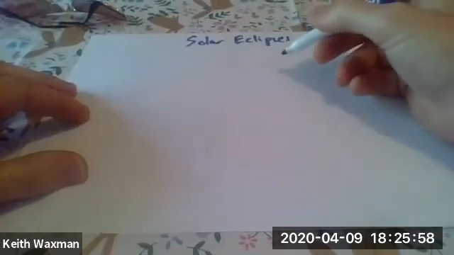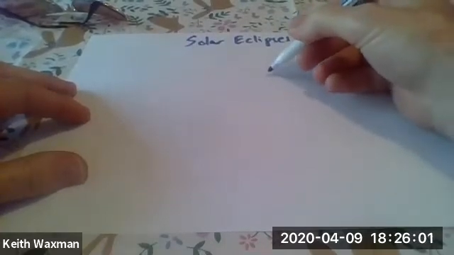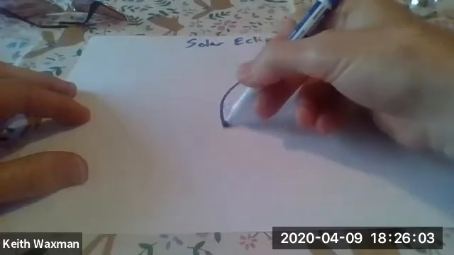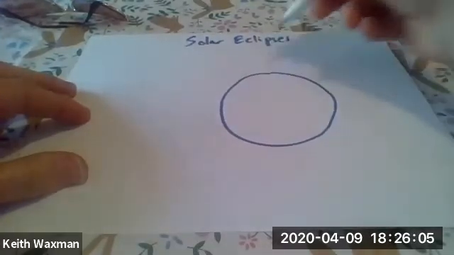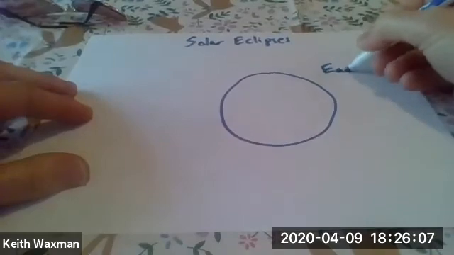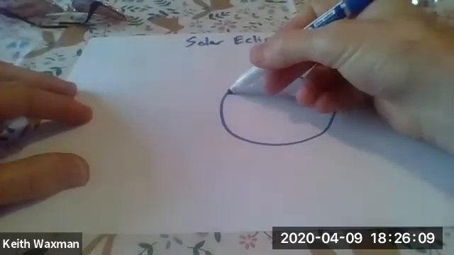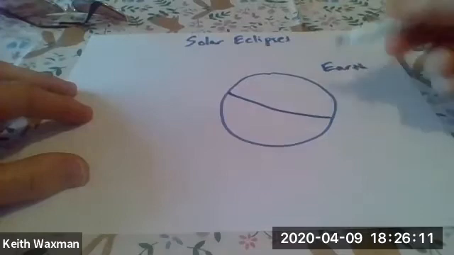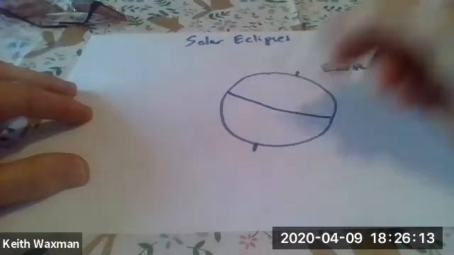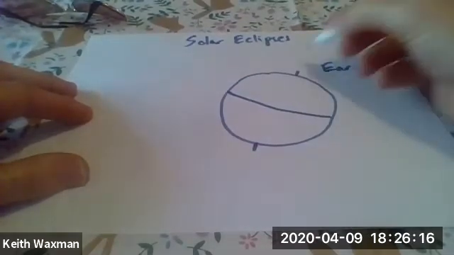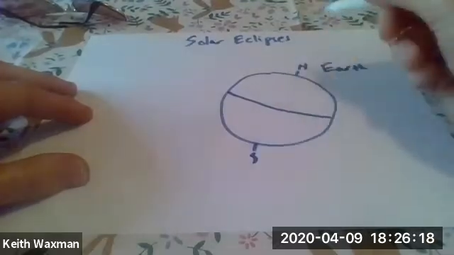Solar eclipses. What I want to do is this. I want to show the Earth. Kind of making it big here. Calling it Earth. Let's show the equator. Show it tilted like this. That's pretty good. Let's say here's north and here's south.